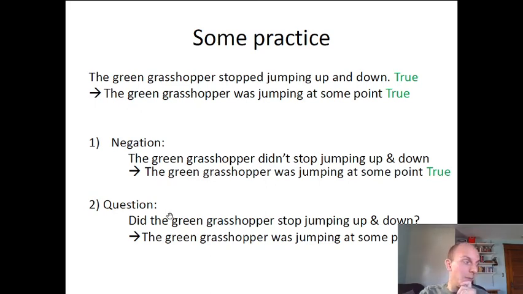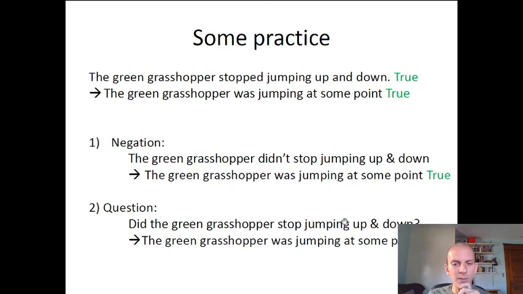All right, last test that we're going to do: we're going to change it into a question. Instead of asserting that the green grasshopper stopped jumping up and down, we're going to ask, did the green grasshopper stop jumping up and down? Did that silly guy ever stop? And then we want to assess, do we know that the green grasshopper was jumping up and down at some point? Yeah, we do, right? For this question to even make sense, he must have been jumping up and down. Whoever asked this question must have known something about his jumping status, and that status being that he was jumping. So it didn't change, right?